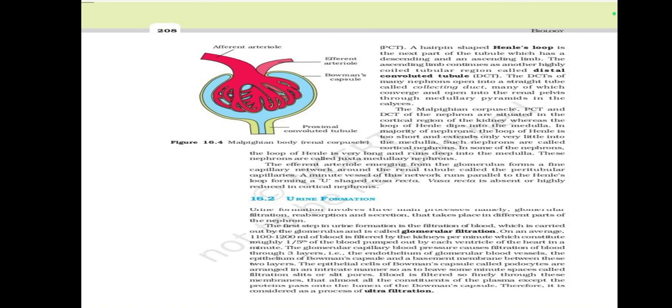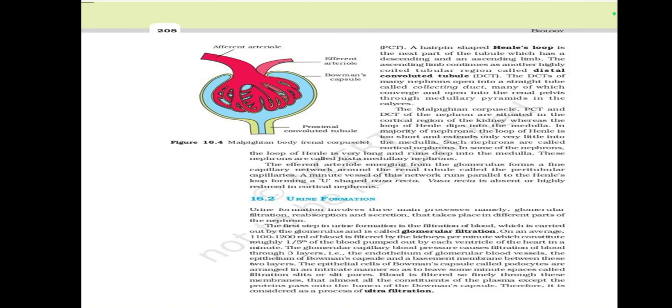The Malpighian corpuscle, PCT and DCT of the nephron are situated in the cortical region of the kidney, whereas the loop of Henle dips into the medulla. In a majority of nephrons, the loop of Henle is too short and extends only very little into the medulla. Such nephrons are called cortical nephrons.